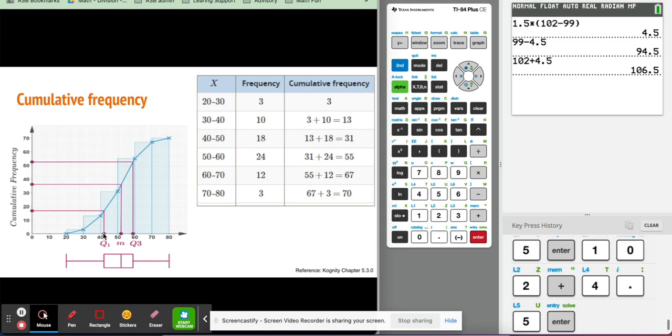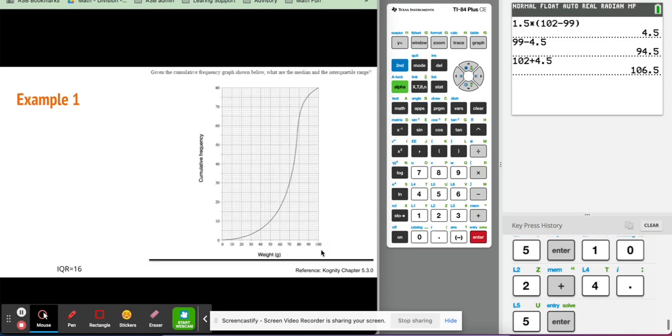So let's do a couple examples to understand how to use this graph. So this is our first example. Given the cumulative frequency graphs shown below, what are the median and the interquartile range? So for this one, I'm going to need some information. I'm going to need the median. And then in order to find the interquartile range, I'm going to need to find what is my Q1, and I'm going to need to find what is my Q3.